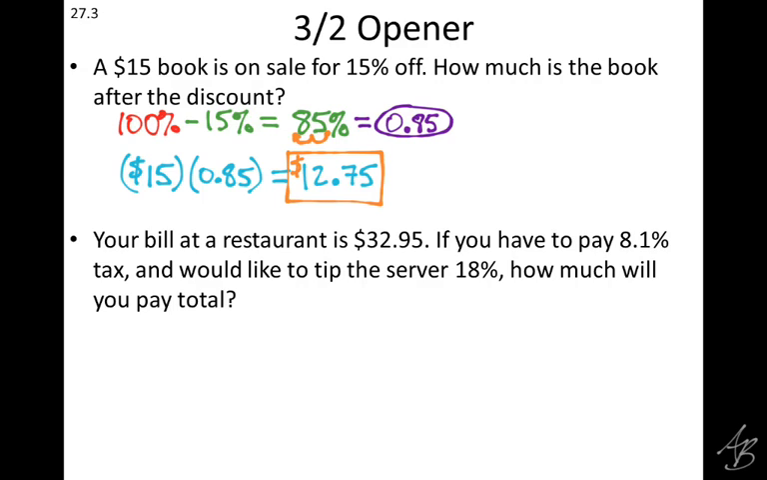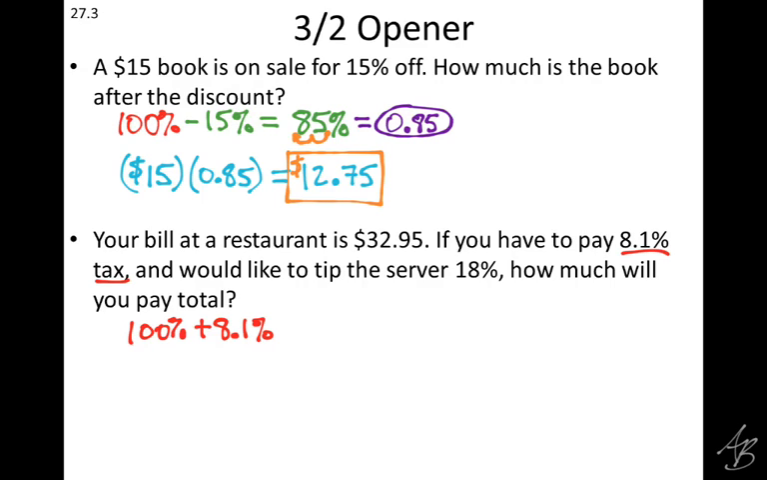Next one we have, we're at a restaurant. Let's say we eat lunch. It costs $32.95. We do have to pay tax on top of that, and we want to tip the server. So what are we going to do first? Start at 100%. So which one are we using here, the 8.1% or the 18%? Okay, remember we have to do these separately. So the 8.1% tax is going to have its own multiplier. So let's find that. We start at 100%, and then what are we going to do with it? Add 8.1%.